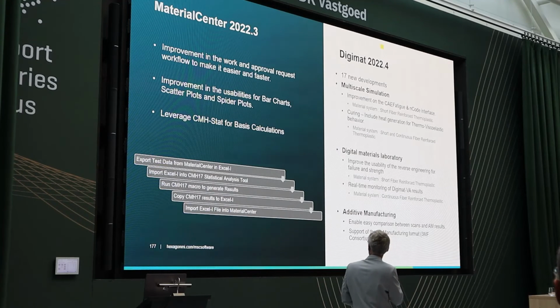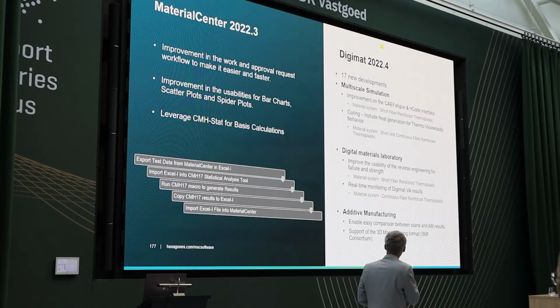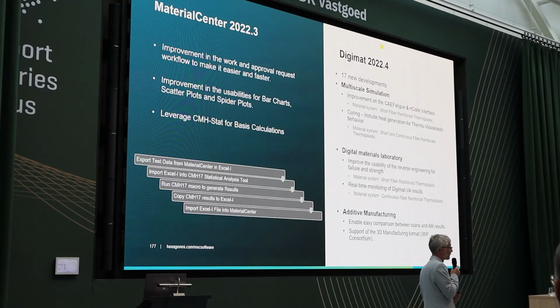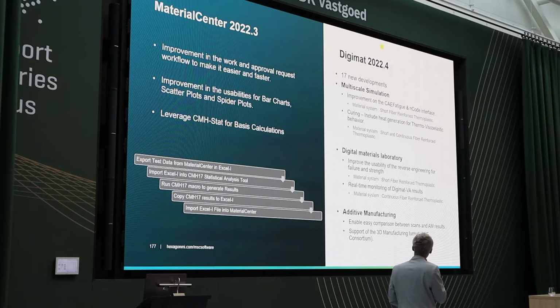And also for the continuous fibers composite, we have integrated a new statistic tool that is available in CMH for basis calculation, so to be able to know the allowable of your material. In Digimat, it was difficult to make a choice because we have 17 new developments for the next release, which will be planned for December, so it's quite a lot. I took just a few of them because it was impossible to list all of them and give you a short explanation on each.